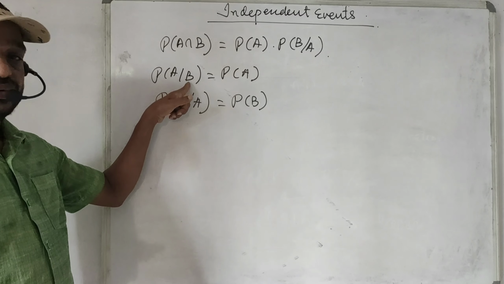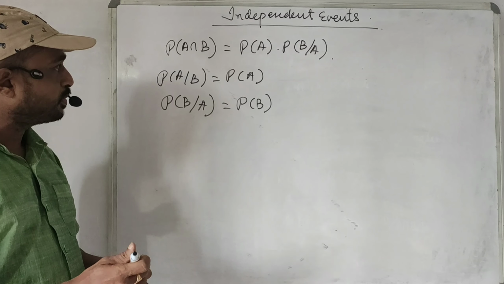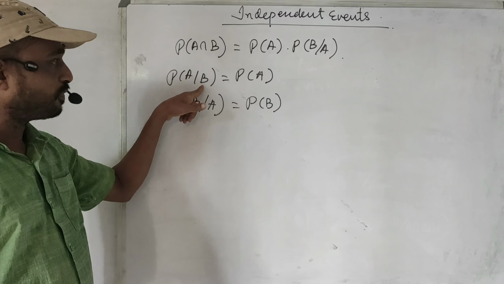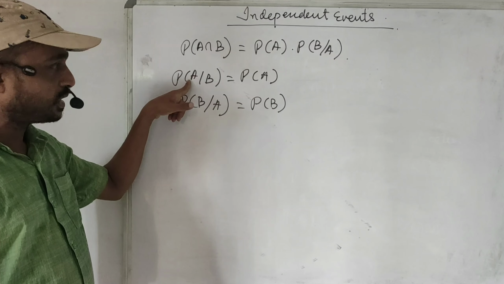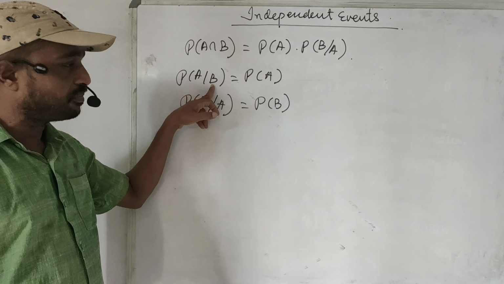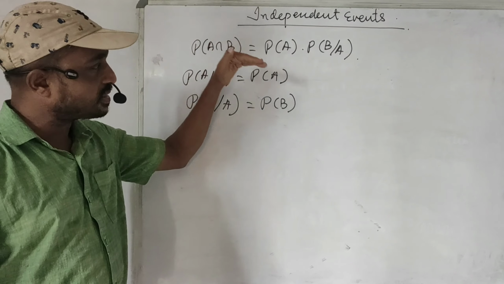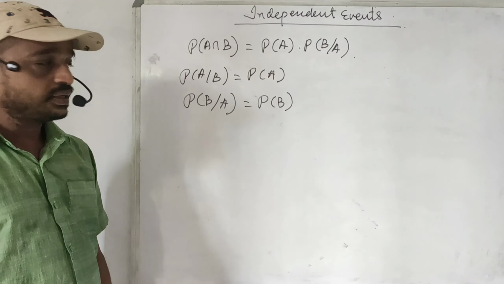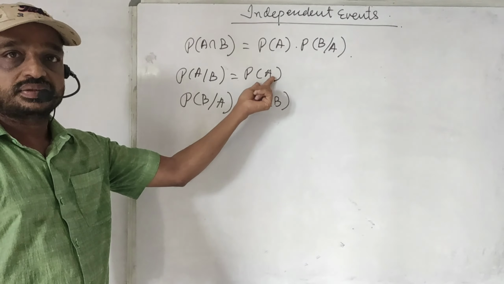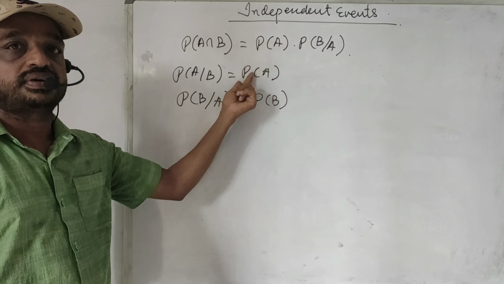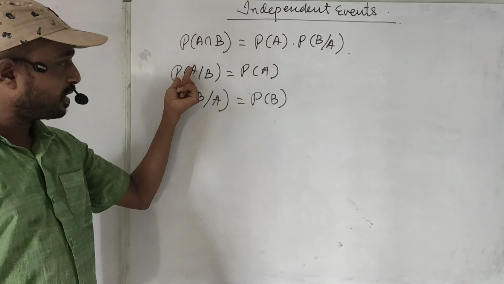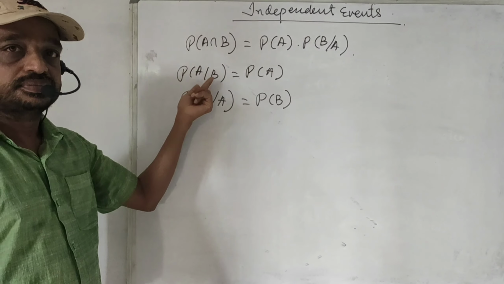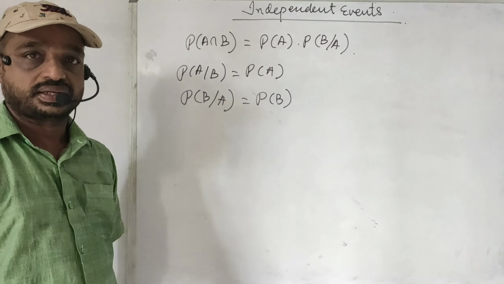See, what is the meaning of P(A | B)? It is the probability of happening the event A if the event B has already happened. And that is equal to the probability of happening the event A itself. Then what does it mean? Here no condition is given, it is simply the probability of happening the event A itself. But here it is the probability of event A if event B has already happened, and that is equal to the probability of event A itself.